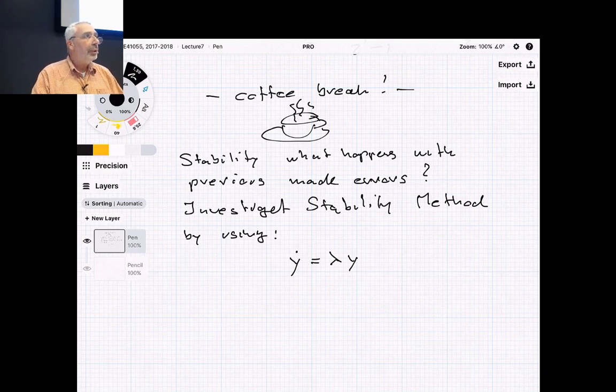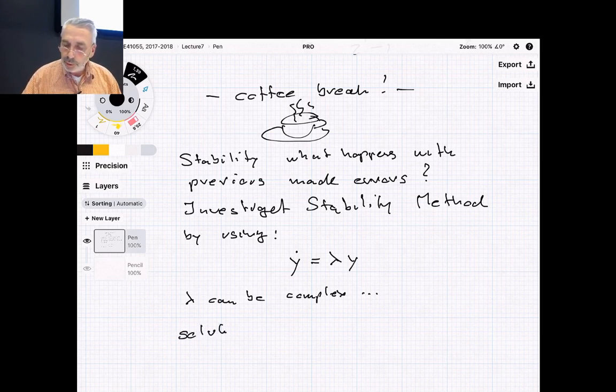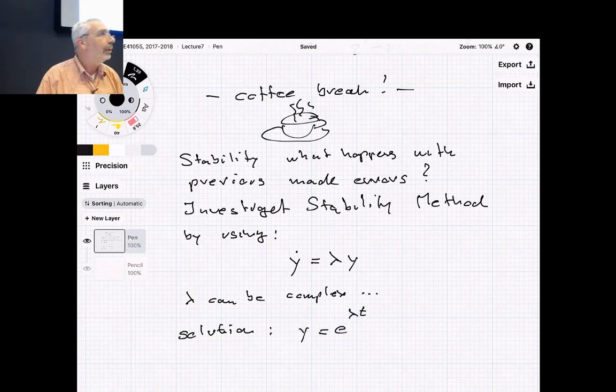Well, actually, in the vicinity of a point, a function usually behaves in a sort of linear way, and the constant lambda can be complex. So lambda can be a complex number. And why do I say that? Because the solution of that differential equation, everybody knows: y is e to the power lambda t, and maybe some constant somewhere, whatever.